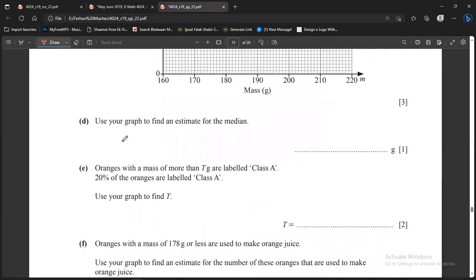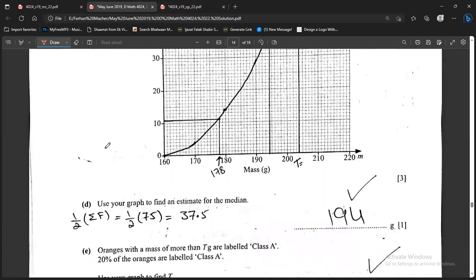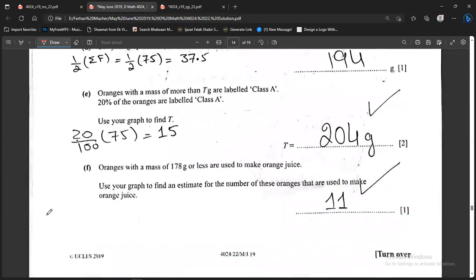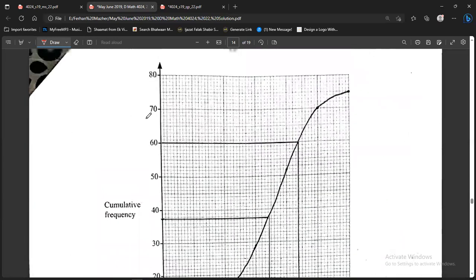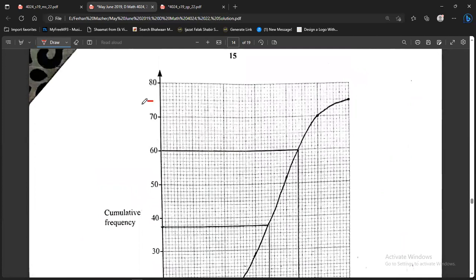Okay. Then he says the oranges with a mass of more than t gram are labeled class A. 20% of the oranges are labeled class A. So use your graph. Here he says more than, so 20% are more than. I will find 20% of 75, that is 15. From the top, this is 75, I will come down 15, and that will be 60. So 15 oranges on the top are class A.